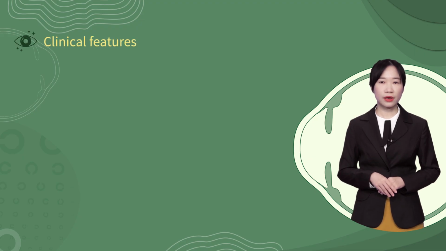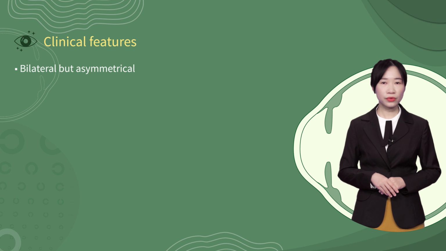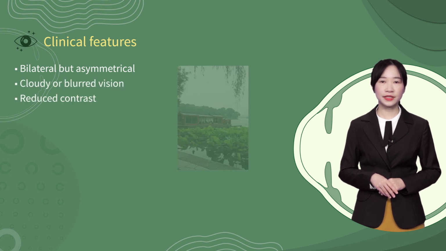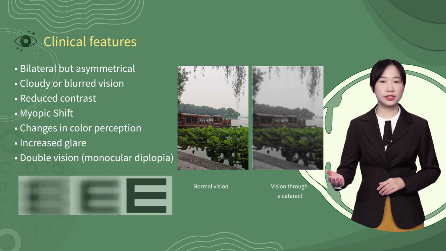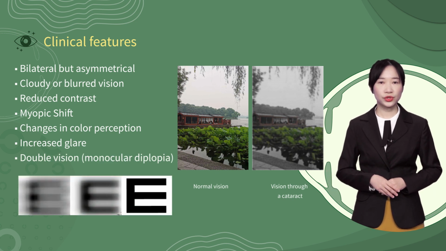Patients with cataract often complain of bilateral but asymmetrical cloudy or blurred vision. They may have reduced contrast. Contrast sensitivity is the ability to detect subtle variations in shading. The patient sometimes can point out the direction of letters on the visual chart, although they are blurred.